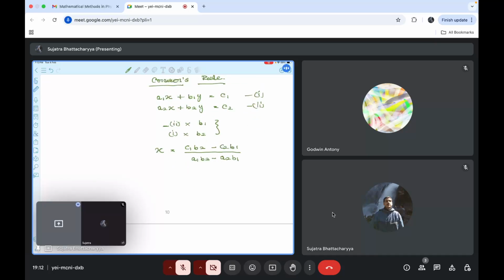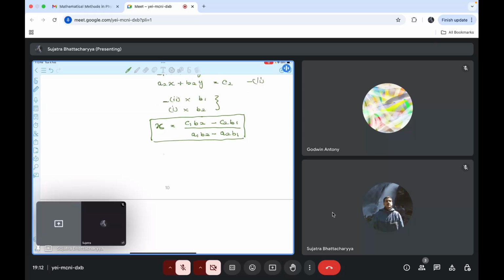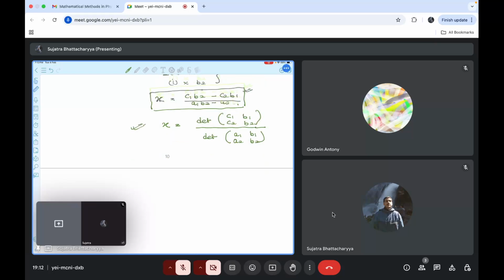Now look into it very carefully. See, this can be written in terms of a determinant. Correct? So how can we write it? x can be written as the determinant of c1, c2, b1, b2, that is c1 into b2 minus b1 into c2, the numerator, divided by the determinant of a1, a2, b1, b2. See, this determinant will give you this. So this is how x can be written in terms of the determinant.